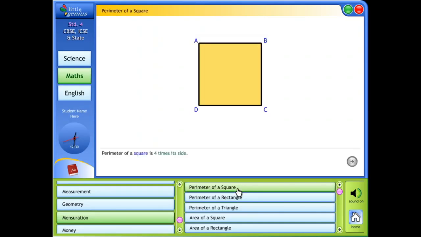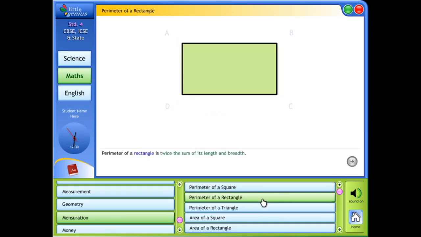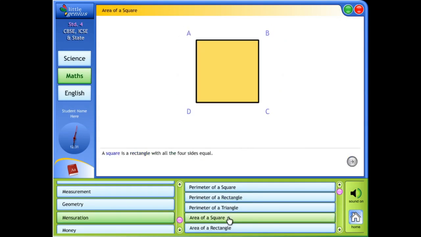Perimeter of a square. Perimeter of a square is 4 times its side. Perimeter of a rectangle. Perimeter of a rectangle is twice the sum of its length and breadth. Area of square. A square is a rectangle with all the 4 sides equal.